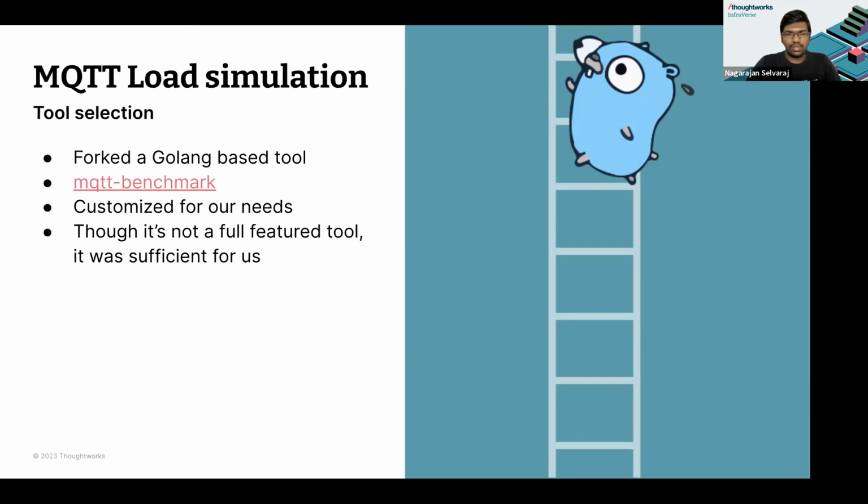So then, since it's just a custom implementation, we didn't have enough support to configure and tweak it for our needs. So we forked that open source project, and then we customized it for our needs. Again, it's not a full-featured, customizable, scenario-driven tool like Gatling or K6, but we had enough configurations implemented so that we can tweak and play around with this tool.